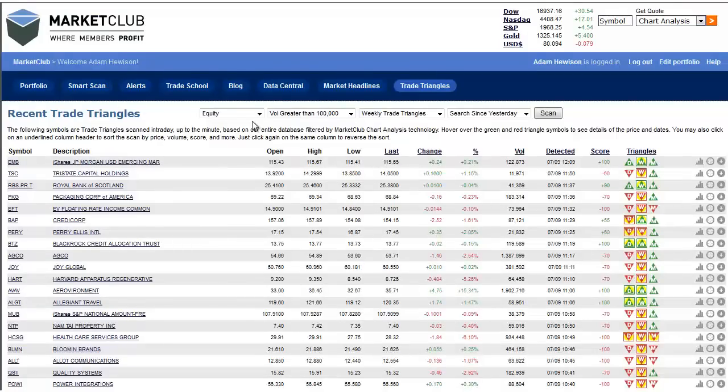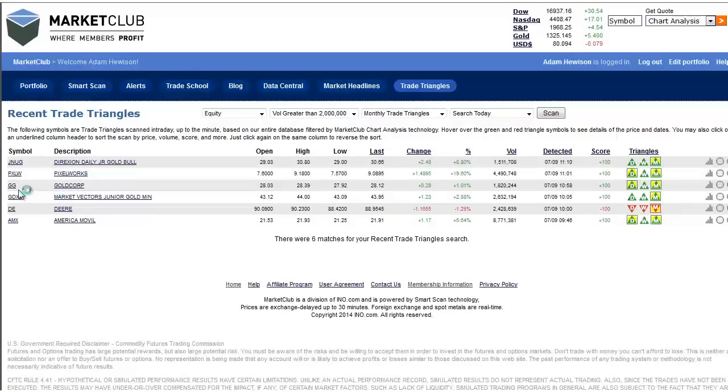So I want to look at equity, volume greater than 2 million, so we're not going to get little quiet stocks, penny stocks, and so forth. I want to look at monthly trade triangles, since yesterday, or we could do today. This is the one I'll share with you, GG Gold Corp. Let's take a look at that stock.